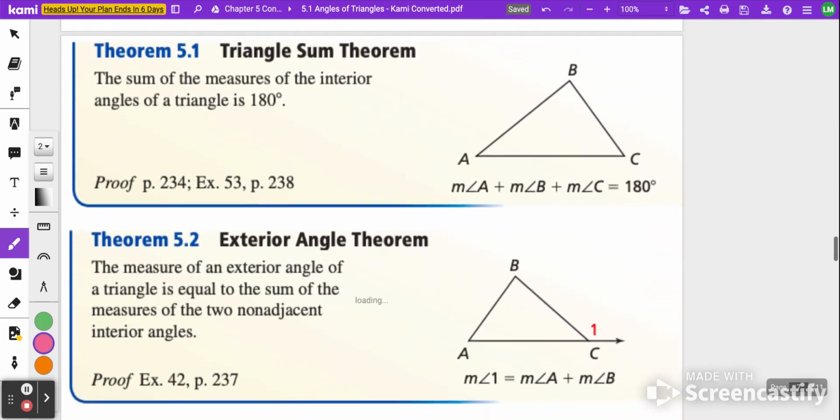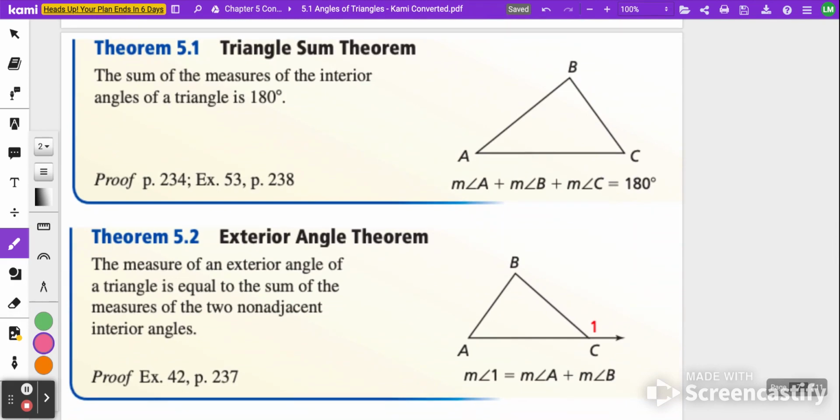So the next thing we're going to talk about are triangle sum theorems and the exterior angle theorem. A triangle sum theorem is just going to state that the measure of the interior angles is equal to 180 degrees.